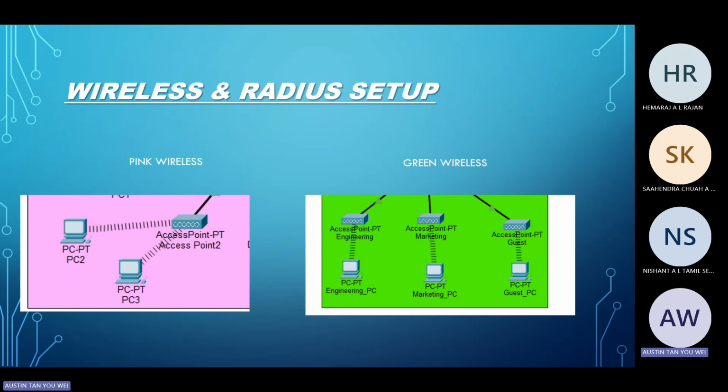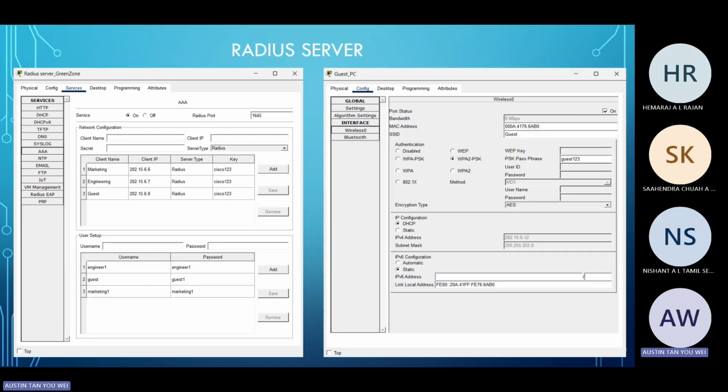Moving on to our wireless infrastructure, we have implemented a secure wireless setup across two primary zones, which are the pink wireless and the green wireless areas. The objective here was to ensure that different departments, like marketing, engineering, and guests, have access through the access points within the network.